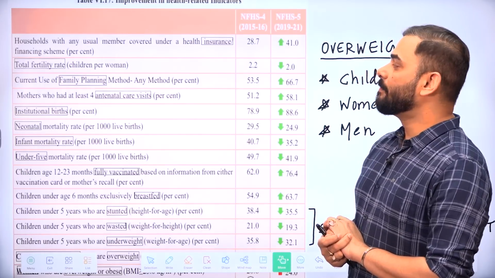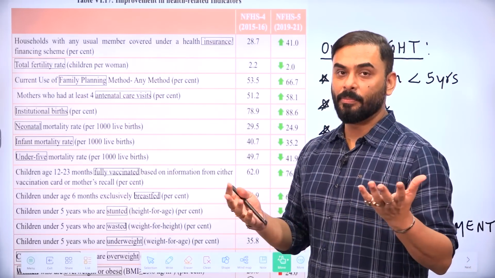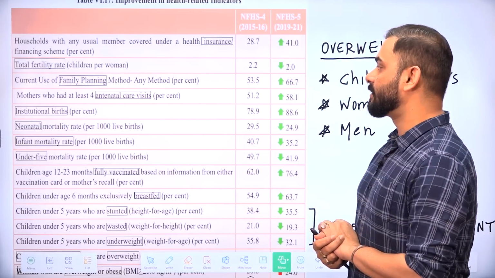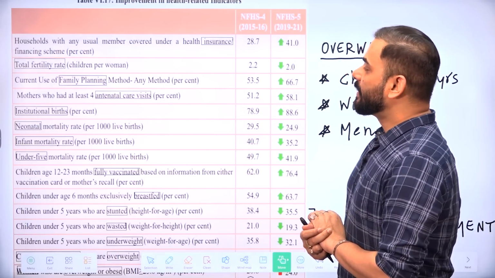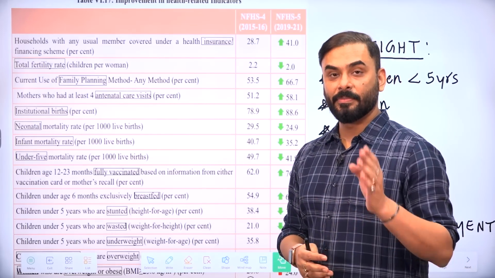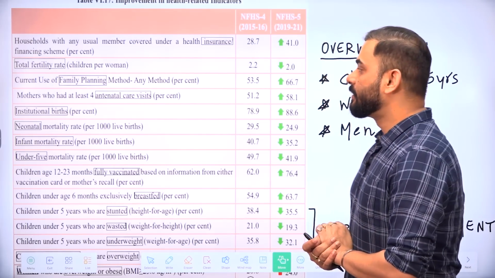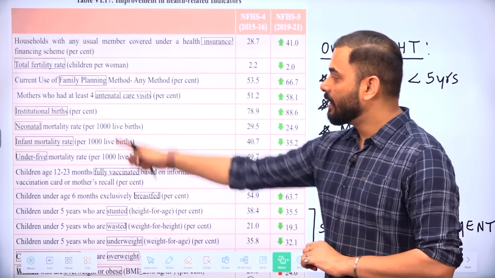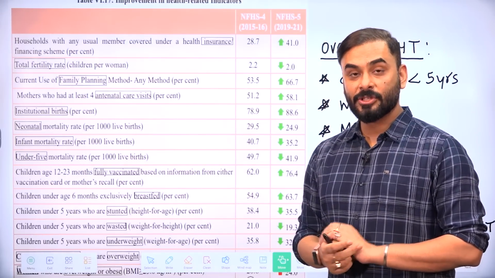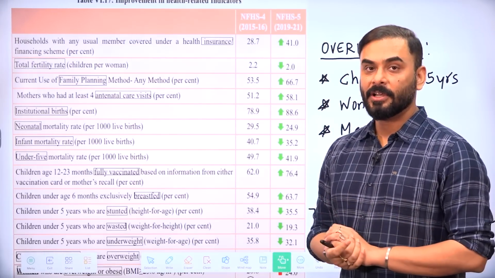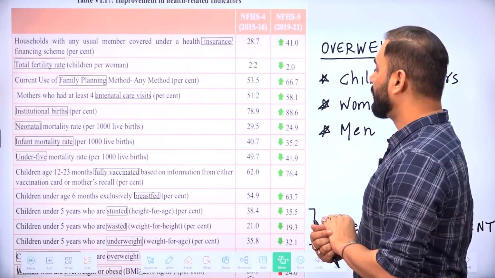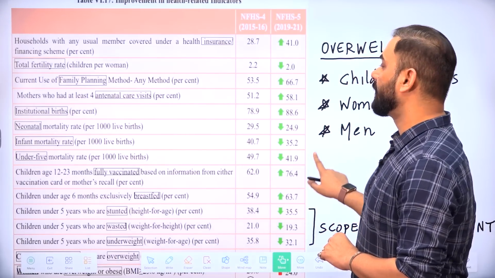Now family planning method. So population which is using any family planning method, from 53% it has become 66%. Now, then it is saying that during pregnancy, what is the proportion of women who are visiting hospitals or healthcare centers? From 51%, it has become 58%. Institutional birth, so which means through trained staff and people in some hospital or healthcare center, the child delivery which is happening in India, from 78% it has become 88%.